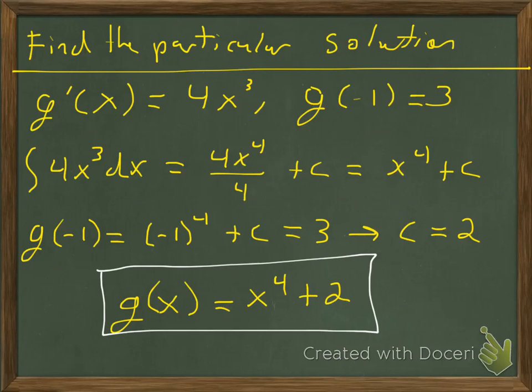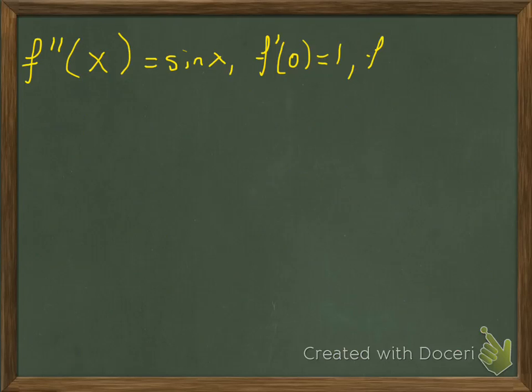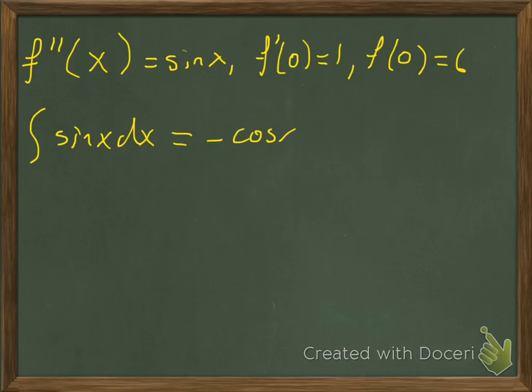All right, one more. Let's say that the second derivative, our acceleration, is determined by the sine of x, and we have initial conditions that our initial speed is 1 and our initial position is 6. So we'll take the antiderivative of the second derivative to get to the first derivative. So antiderivative of sine is minus cosine plus constant of integration.